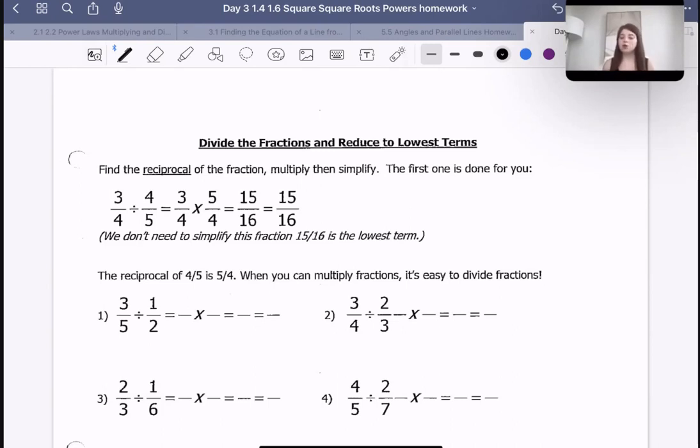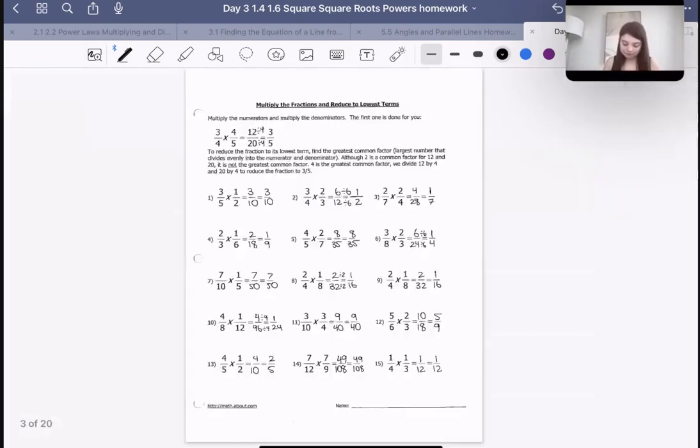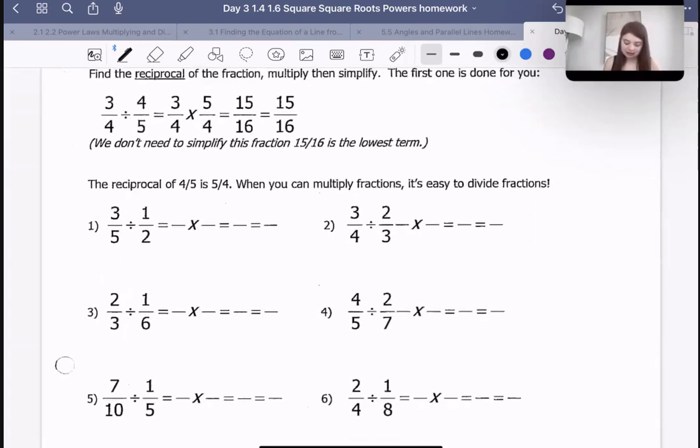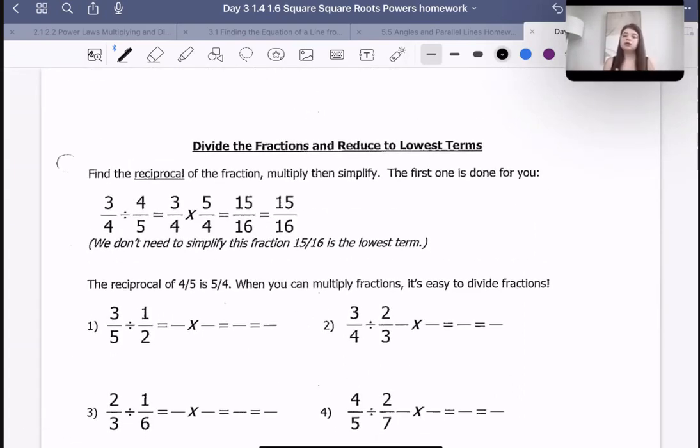So we'll go over all the steps for multiplying and simplifying here today a little bit, but do make sure that you've seen the previous lesson on how to do this, because the previous lesson was all about that. Today's lesson is going to be a bit about that too, but mostly about that first step of taking the reciprocal. So here's the first one.